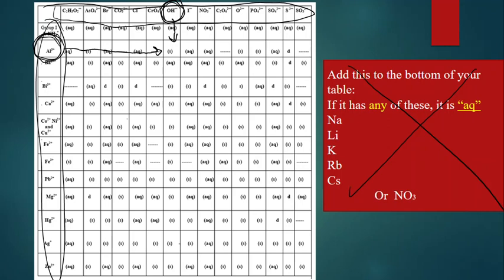Basically, if the first element is not on that chart, it's AQ. All the alkalis, for example, hydrogen, lithium, sodium, that first column, they're not on that chart because they are all AQ. So if the first element is not on this list, it's AQ. Any questions?